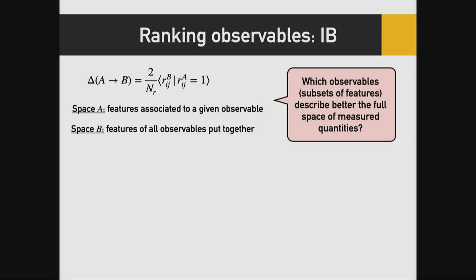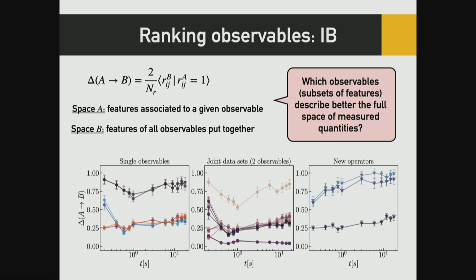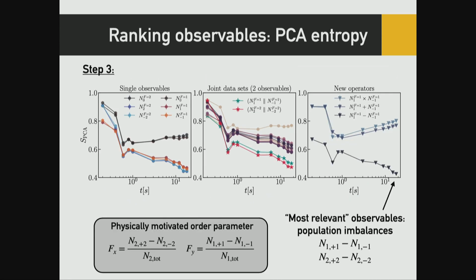So you can imagine that each data point has of order 1,200 coordinates in this case. And then as a space A, we take only a subset of those coordinates that correspond to the features for each of the different observables. And so we ask which of those observables better describe the structure of the full space of observations. So very quickly here, I'm showing you the results, again doing the 3 steps that I showed you before. And the labels here, I'm sorry that I'm not showing them, but they correspond to the same labels as before.